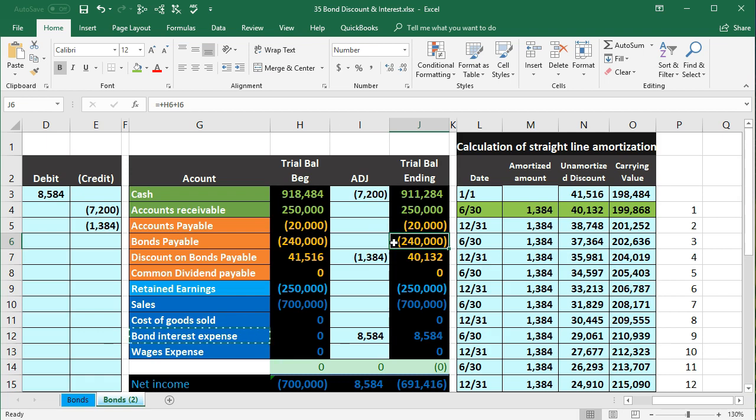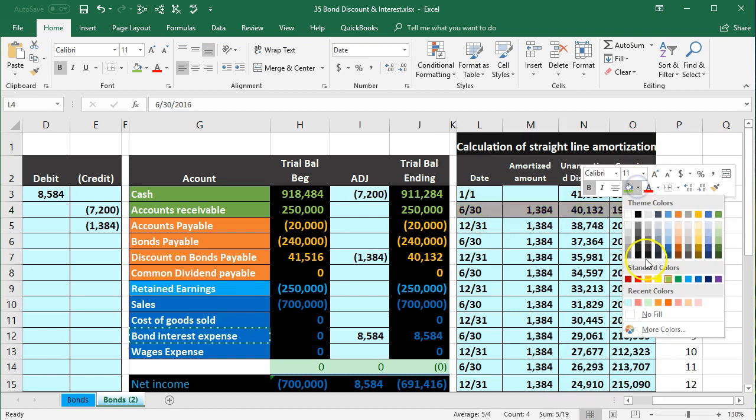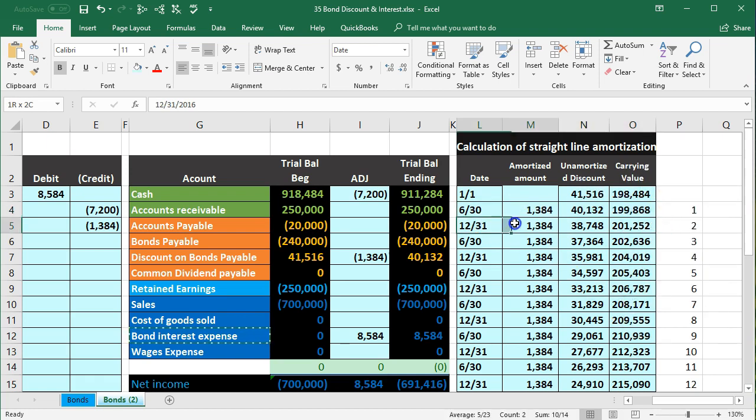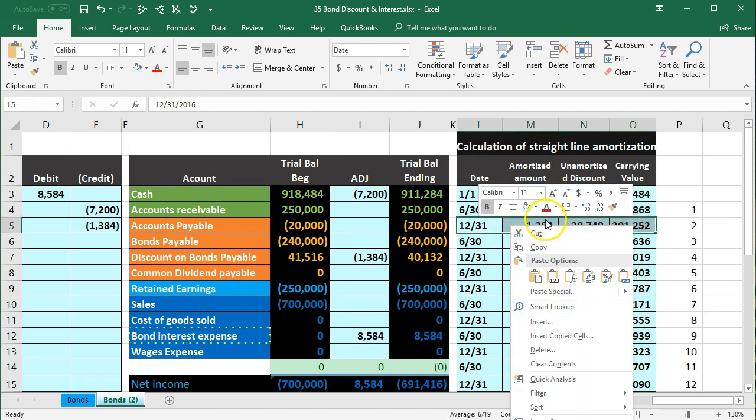Now we can see we match the amortization table. This number equaling this number, the unamortized discount. The carrying value, if we take this minus this, 199,868 is here, 199,868. Now we'll do this one more time. I'm going to make this blue again, and I'll make this one green. Let's do this one more time.